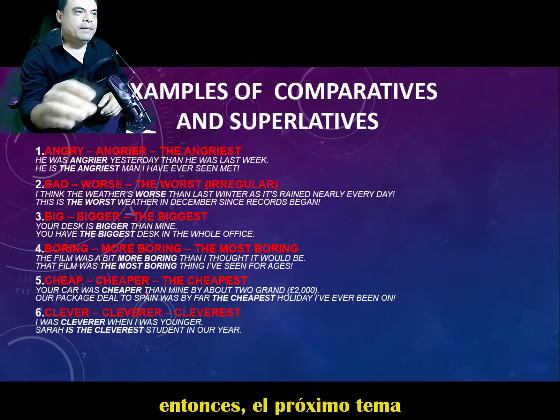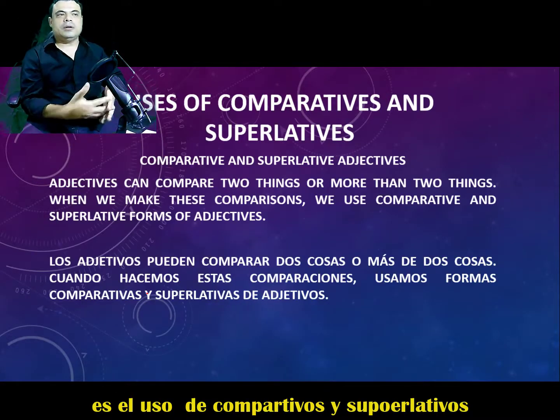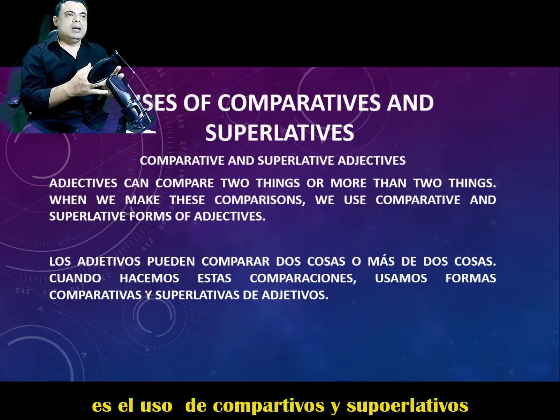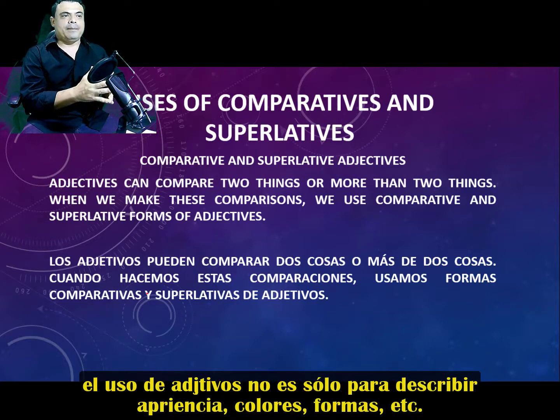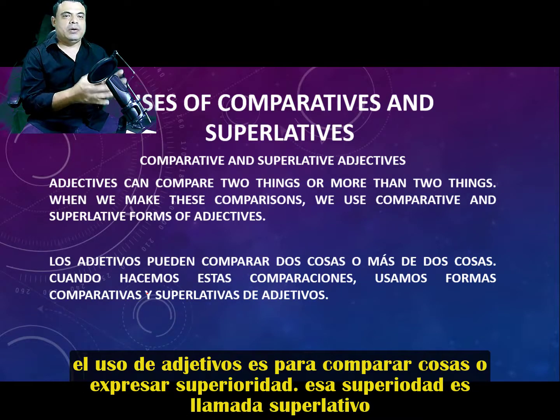So the next topic is the use of comparatives and superlatives. Comparative and superlative adjectives can compare two things or more than two things. When we make these comparisons, we use comparative and superlative forms of adjectives. So, as I already told you, the use of adjectives is not only for describing appearance, colors, shapes, etc. The use of adjectives is also for comparing things or expressing a superiority. That superiority is called superlative.